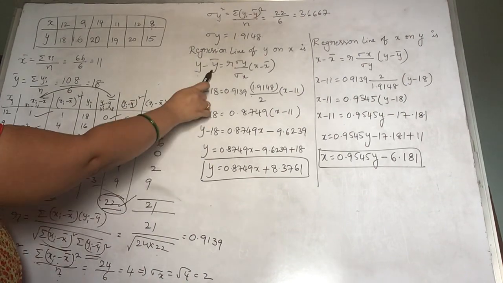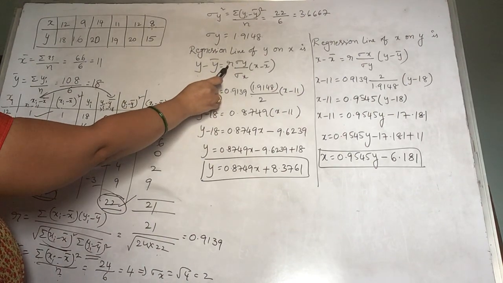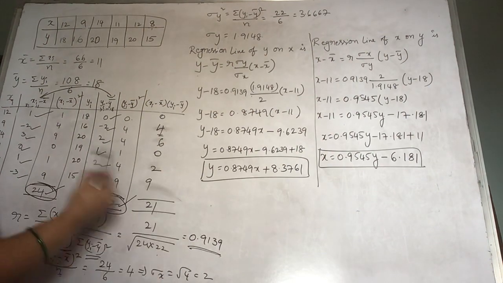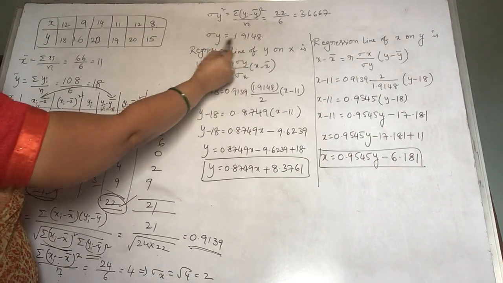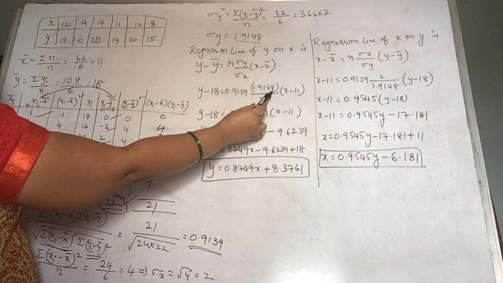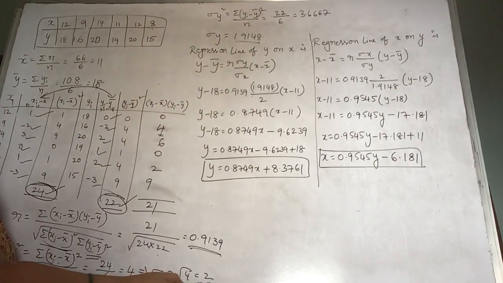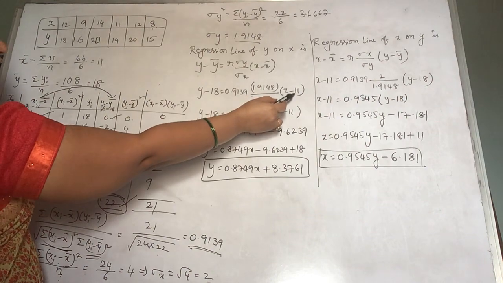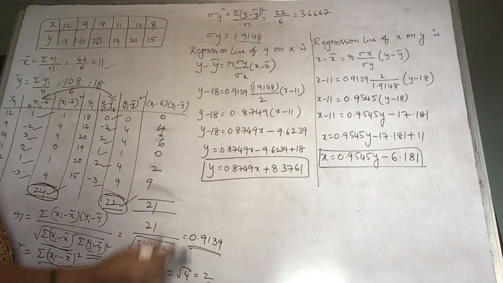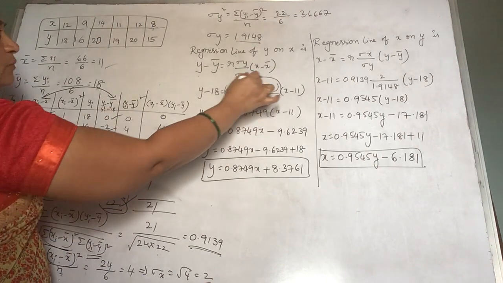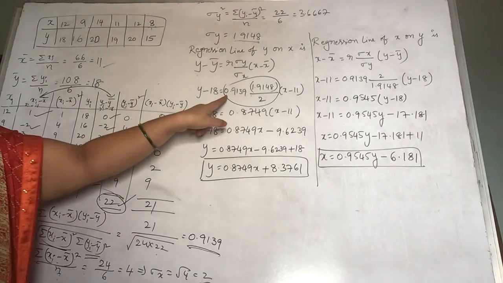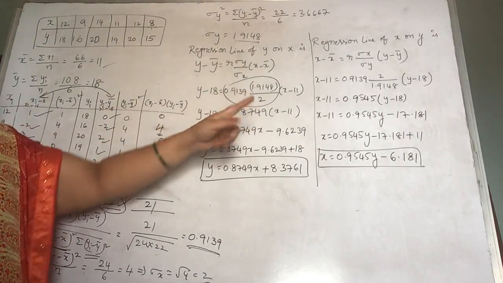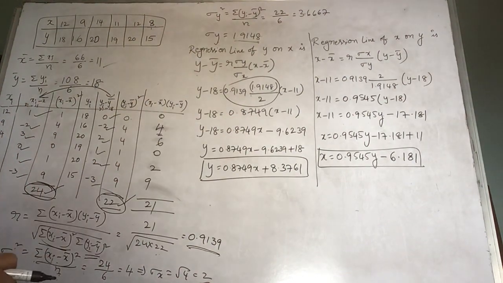Y minus y bar, here y bar is 18, is equal to r, the coefficient of correlation, whose value is 0.9139, into sigma y, the standard deviation of y, that is 1.9148, divided by sigma x, which is 2, into (x minus x bar), where x bar is 11. First we simplify this coefficient value, the slope of the regression line. 0.9139 into 1.9148 divided by 2, we get 0.8749. That is the slope of the regression line, also called the regression coefficient.